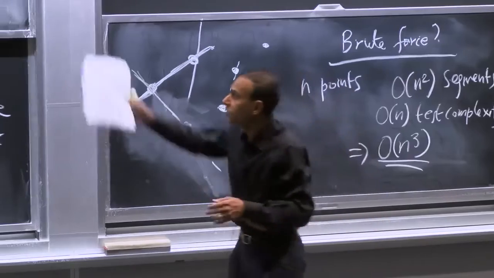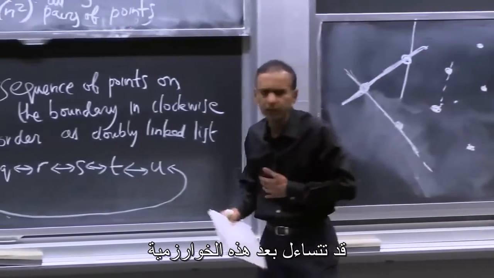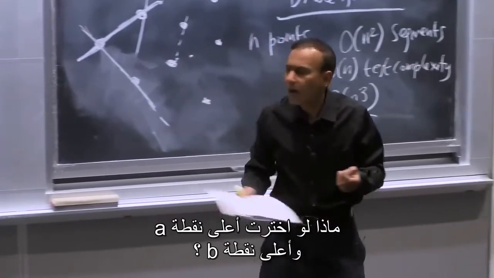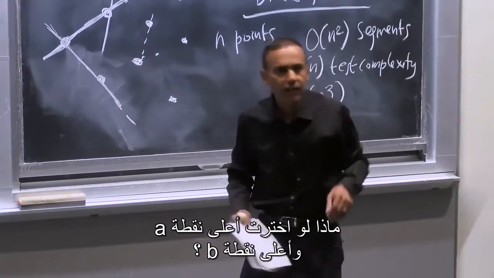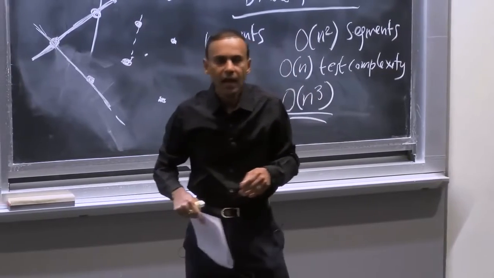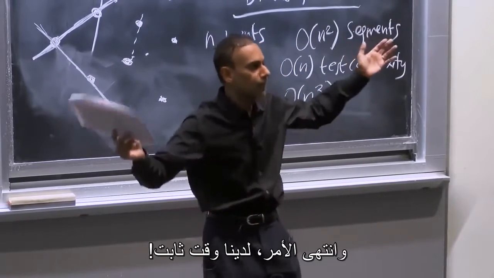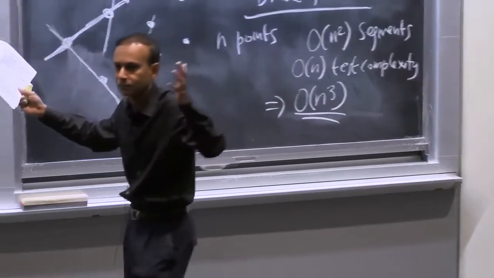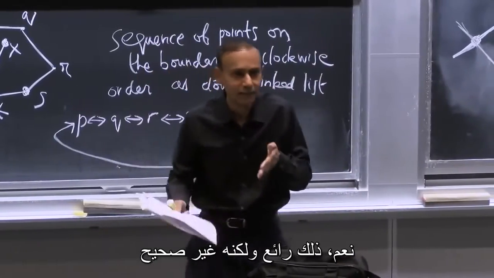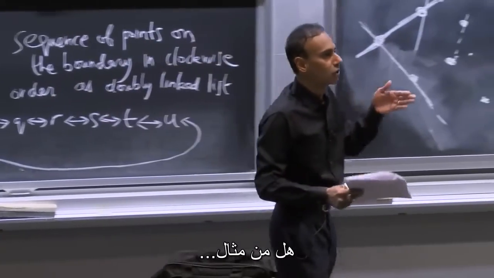Okay? So now you look at that and you go, can I do better? What if I just went for the highest A point and the highest B point, and no, that's it, I'm done. Constant time. Wouldn't that be wonderful? Yeah, wonderful, but incorrect. Okay, right? So what is an example?